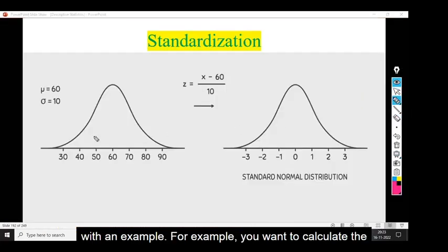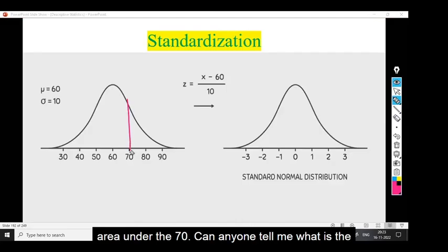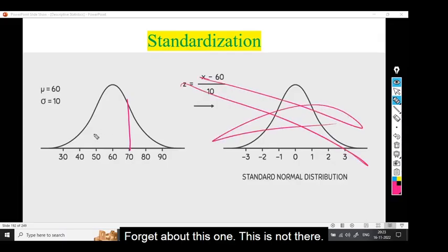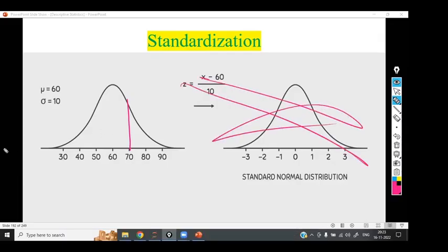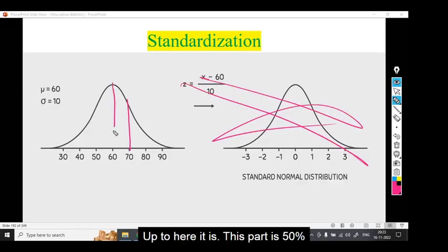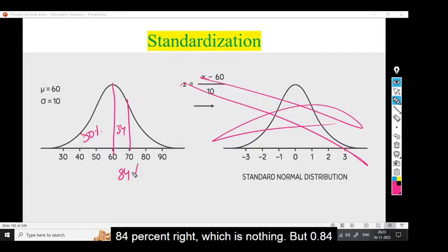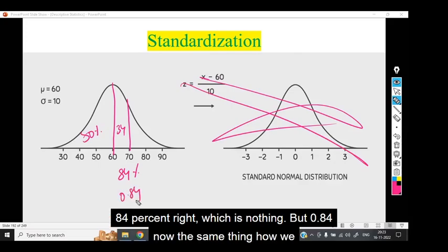For example, you want to calculate the area under 70. Can anyone tell me what the answer is? Forget about this one. Up to here, this part is 50%. From here to here it is 34. Total is 84%, right? Which is nothing but 0.84.